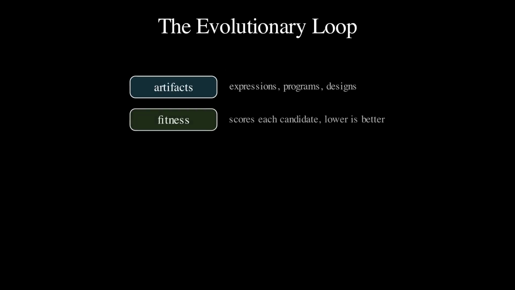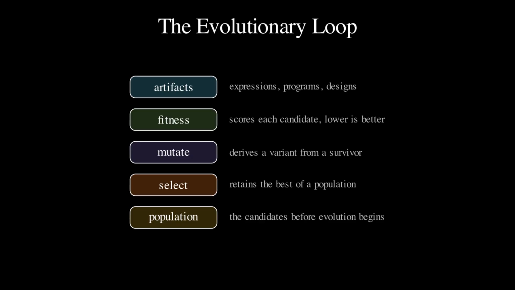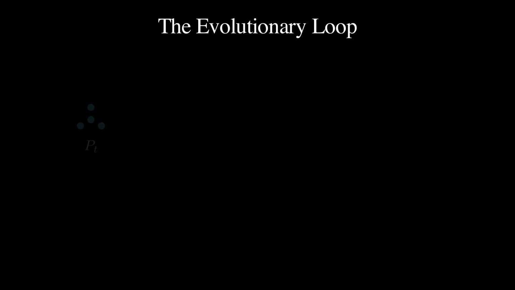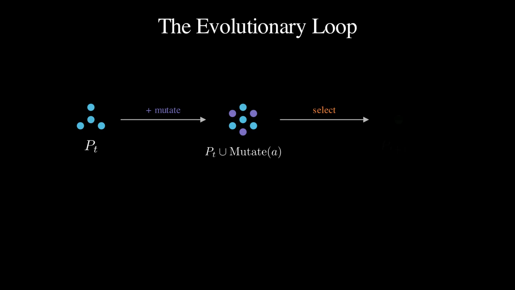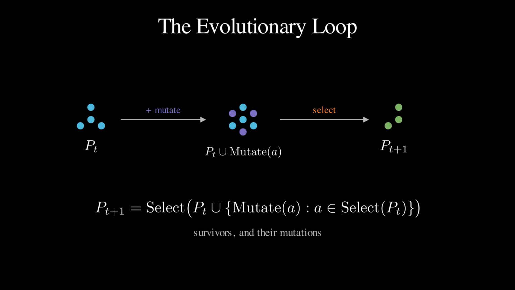An agentic evolutionary framework is 5 things: a space of artifacts like expressions or programs, a fitness function that scores each, lower being better, a mutation operator that derives a variant from a survivor, a selection rule that keeps the best, and an initial population to start from. The loop runs like this. Each new generation is drawn from the union of 2 sets, the survivors of the current generation, the elite, and mutations of those survivors. Good structure is not discarded. It is carried forward and explored around.